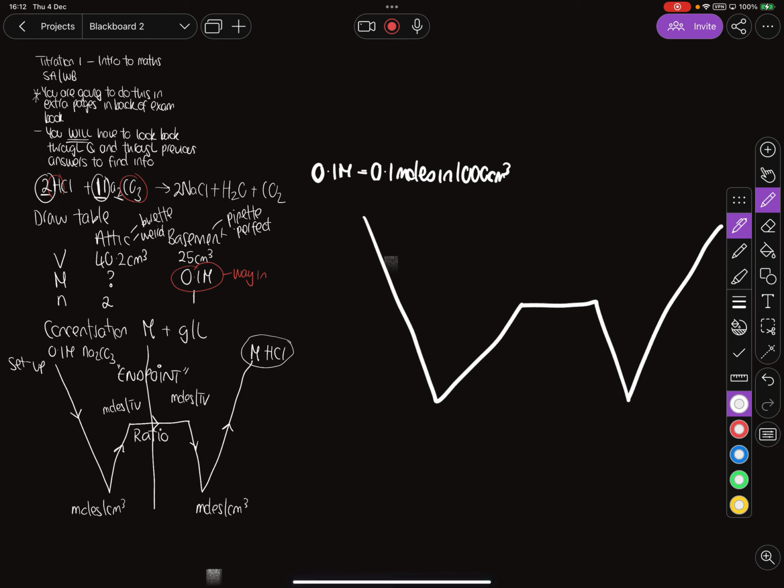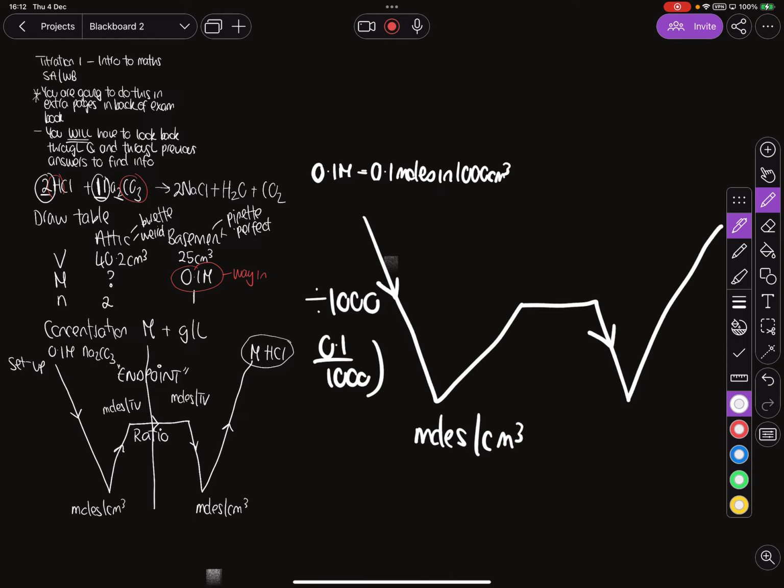So we have the 0.1 moles. When we go down in this triangle, so we go down here and we go down here, they are all going to be divisions. And we're going from moles in 1,000 to moles in a centimetre cubed. So I am going to be dividing by 1,000 every time on this portion. So it's going to be 0.1 in this case, divided by 1,000. And when I do that, I am going to get 1 by 10 to the minus 4 moles in a centimetre cubed of our sodium carbonate.